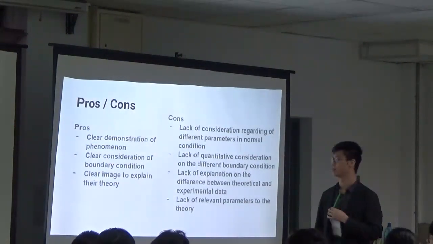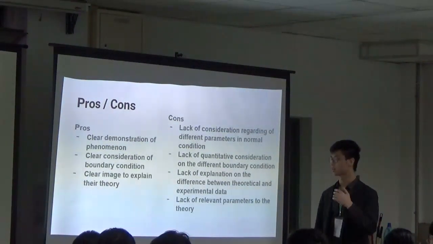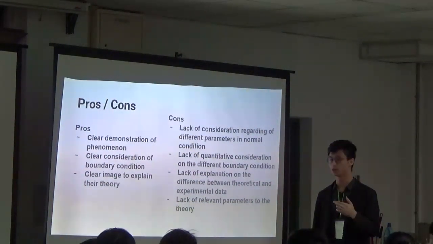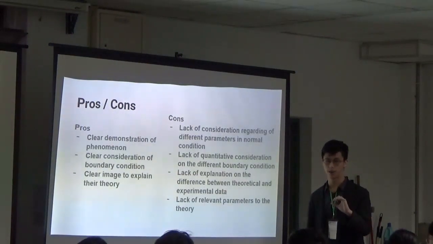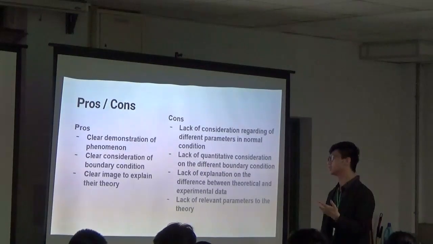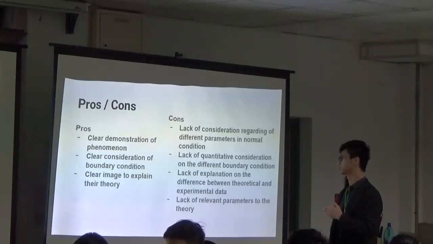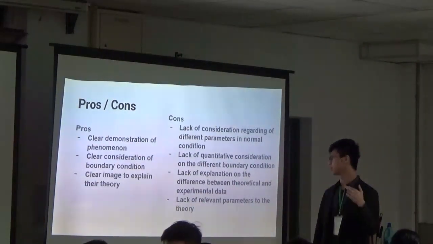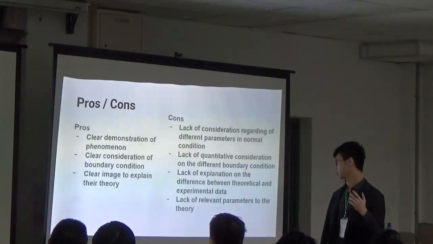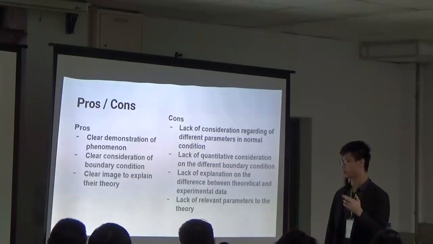For the pros and cons, I think the reporter has a clear demonstration of the phenomenon, a clear consideration of the boundary condition, and a clear image to explain the theory, including what happens when the paper actually flips up. However, about their cons, I think there is a lack of consideration regarding different parameters in normal conditions, a lack of quantitative consideration of the different boundary conditions, a lack of explanation of the difference between theoretical and experimental data, and a lack of relevant parameters in the theory.